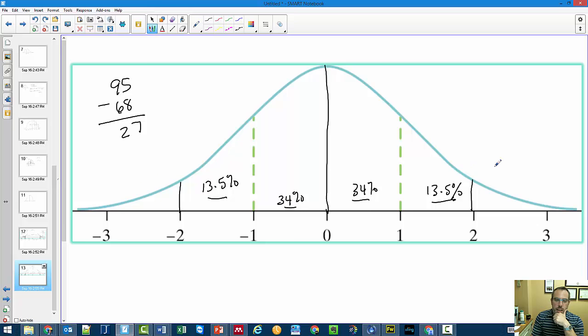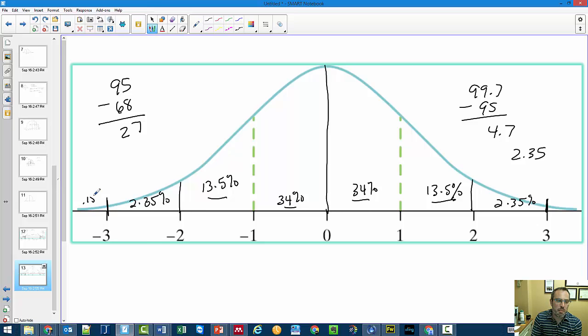So again, if this ends up being 99.7%, you'll notice I have 4.7, which ends up being 2.35% of the people, but I have that on both sides. All right, so I can kind of break up a graph like this. That leaves me, remember 99.7, that leaves me with 0.15. You can figure that one out, 0.15% on either side there.